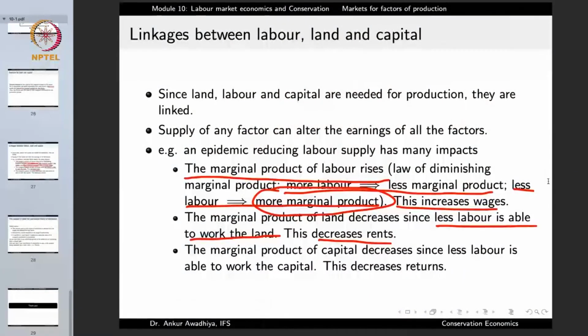So what we are observing here is that the value of the marginal product of any factor of production changes because of a change in supply, and we are taking the example of an epidemic that reduces the labor available. With less labor available, we have a greater marginal product of labor because of the law of diminishing marginal product. In that case, the value of the marginal product of labor increases, which will increase the wages that labor will get in the market. But because less labor is available, the value of the marginal product of land or capital will decrease, since less labor is able to work on the land or the capital. And so the productivity of land or capital will decrease, which will reduce the rent or the returns for the land and capital.